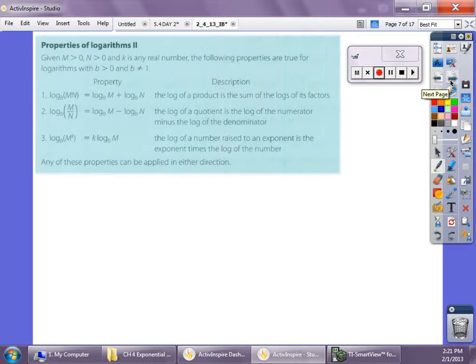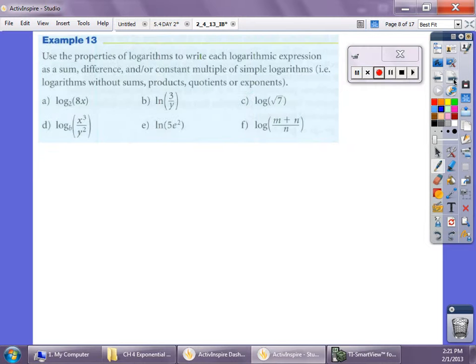Let's go through some more properties here. If you have a single log and the inside is a product, you can expand. This side is called the expansion, and this side is the condensed. If you have a product, it expands to a plus or a sum. A quotient expands to a difference, and then this rule is where if you have a power, you can bring it in front and multiply in front as a scalar multiple. So we're going to use these properties real quick to expand.